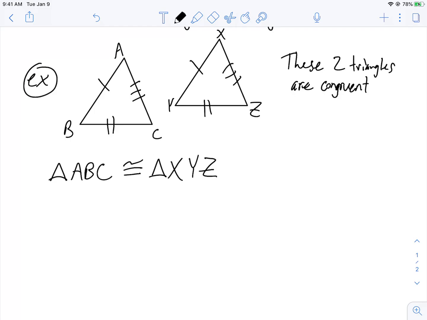And there's nothing really fancy about it. That means that all the angles are congruent now. We could add in that. We've got a congruence there. We've got a congruence here. And we've got a congruence here. We could fill in the rest of the information.